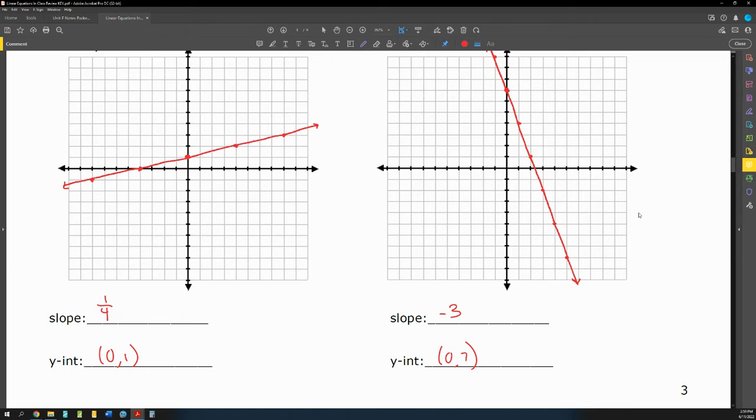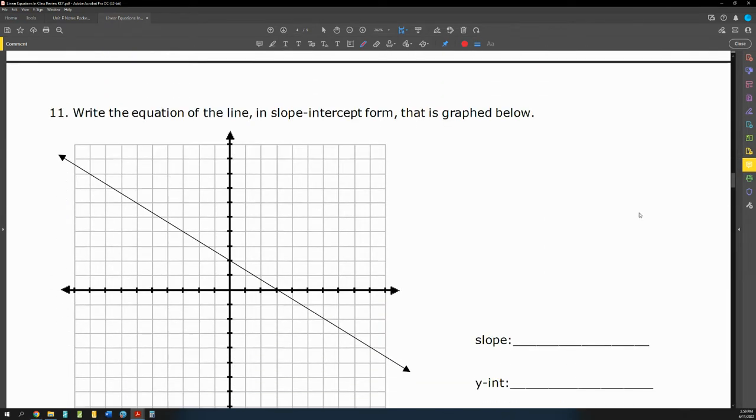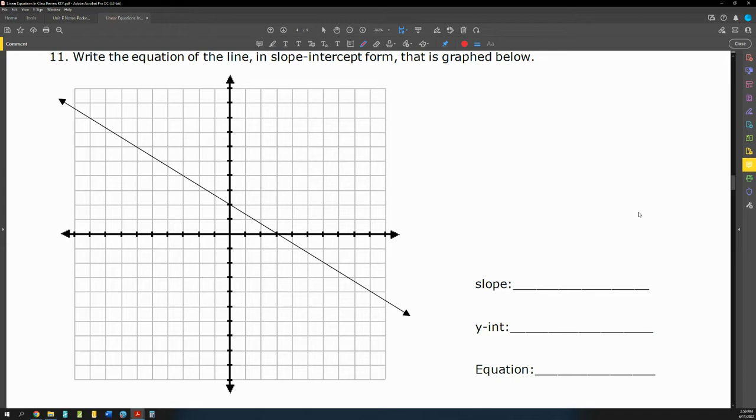Okay, let's continue. Number 11, write the equation of the line in slope-intercept form that's graphed below. So we're going to work backwards. Now we've got the graph. I'm going to identify the y-intercept first. Remember, the y-intercept is where the line crosses the y-axis. Here, the y-intercept is (0, 2).